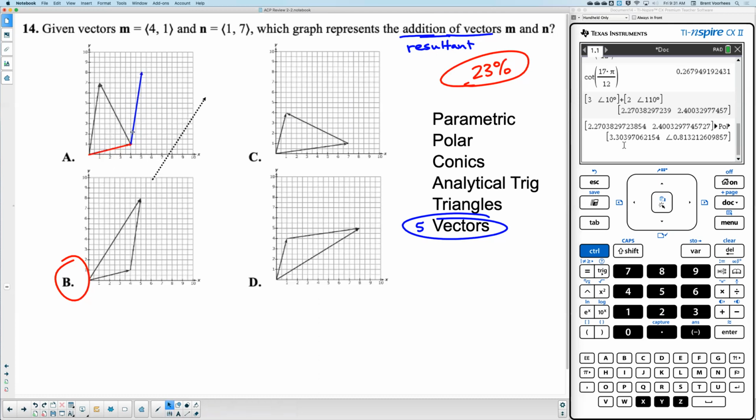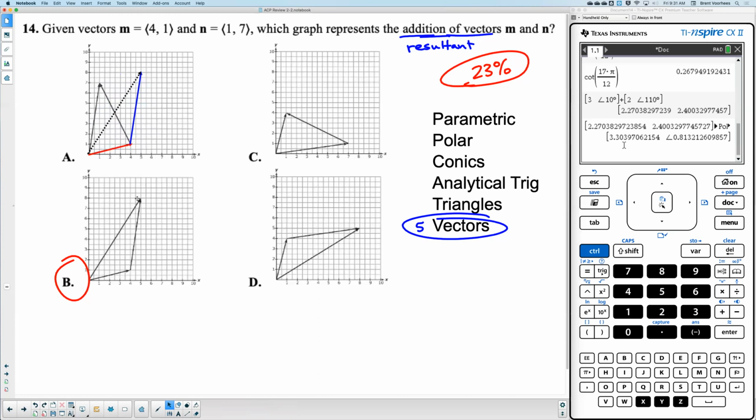Why do you think we selected A? Did they do tip to tail? No, what you did is start at the origin. Is that how we do vectors? How do you do vectors? Tell me again. Tip to tail. Tip to tail. So it goes this way. So that's why A was selected. Remember, go tip to tail, and it's very simple from there.